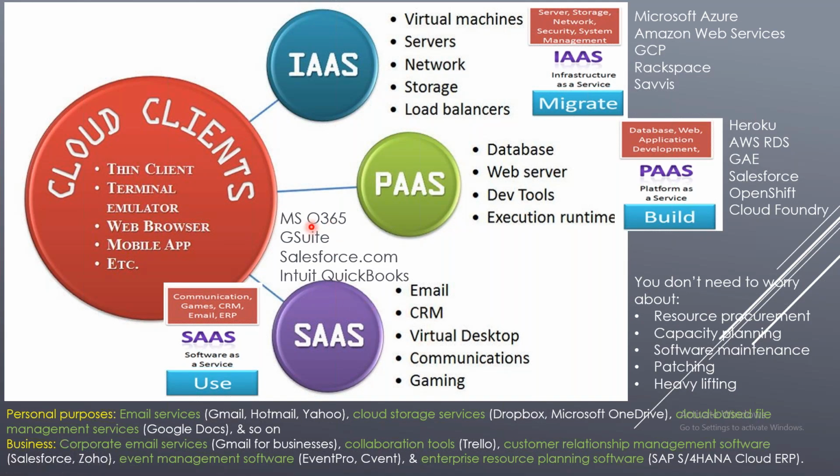Office 365, Google Suite, Salesforce, and Intune are called software as a service. Also Hotmail, Yahoo, Dropbox, OneDrive, all these. Examples of platform as a service are the relational database service, Google App Engine, AWS Elastic Beanstalk, OpenShift, Cloud Foundry, and Heroku. For infrastructure as a service, Azure Virtual Machines, Amazon EC2 instances, and load balancers are all examples.